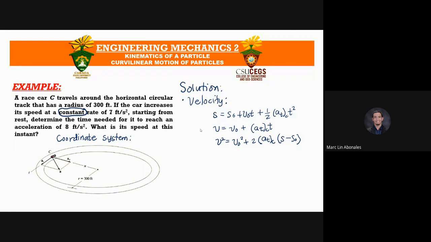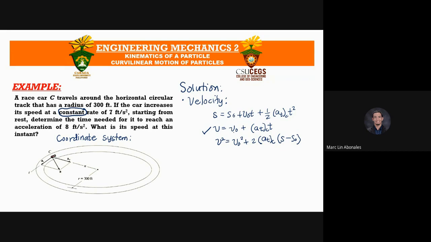That is actually, the one we will use here is the second equation. Why is the second equation what we use? Because a_c or the constant tangential acceleration is given, we will find the time later on. And the v is the final velocity. So based on our problem, that is the final velocity at which it reaches 8 feet per second squared.